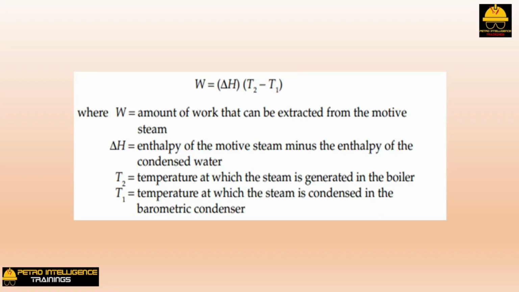This law states W equals delta H times (T2 minus T1) over T2, where W equals the amount of work that can be extracted from a mole of steam. Delta H equals the enthalpy of the mole of steam minus the enthalpy of the condensed water. T2 equals the temperature at which the steam is generated in the boiler. T1 equals the temperature at which the steam is condensed in the barometric condenser.